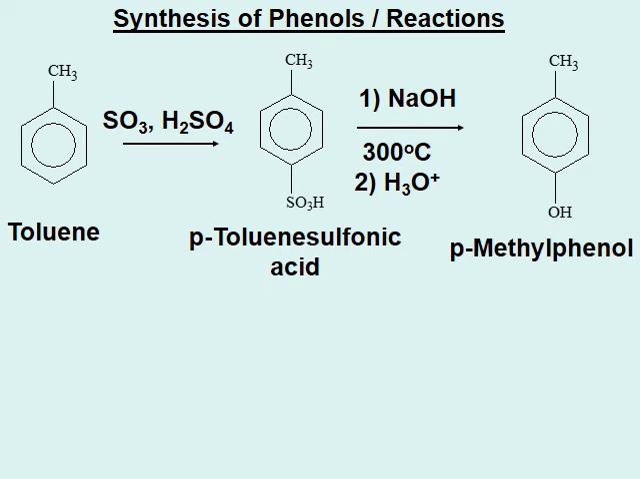Now we can synthesize phenol by a reaction like this. Sulfur trioxide in presence of sulfuric acid gives you sulfonic acid. So this is para-toluene sulfonic acid. This is the sulfonic acid group. Once you have a sulfonic acid, then you use sodium hydroxide around 300 degrees centigrade, and you're going to add acid later on. First you treat it with sodium hydroxide. That's going to replace SO3H by OH, and then at the end you add H3O plus to neutralize that. So this is how you can get phenol.